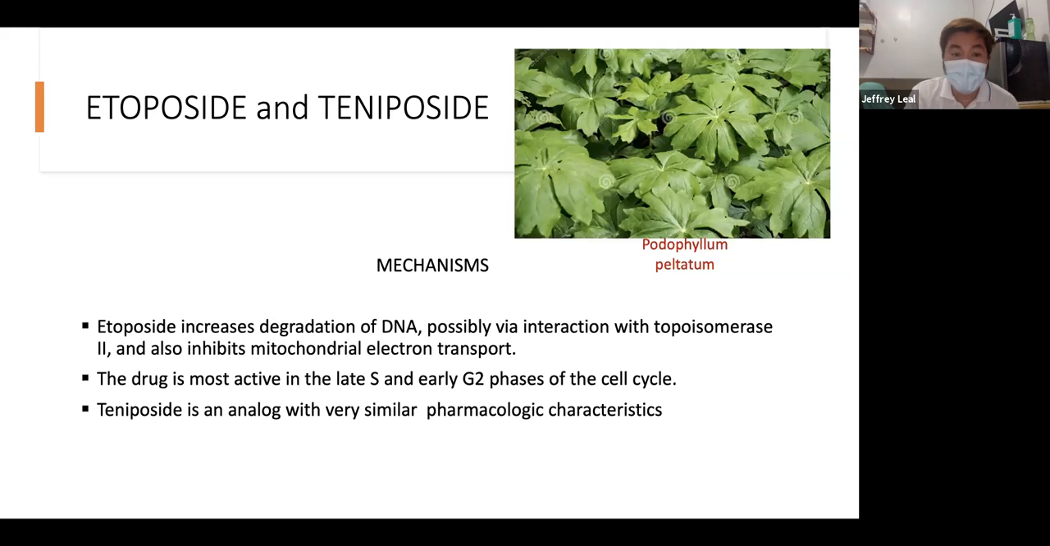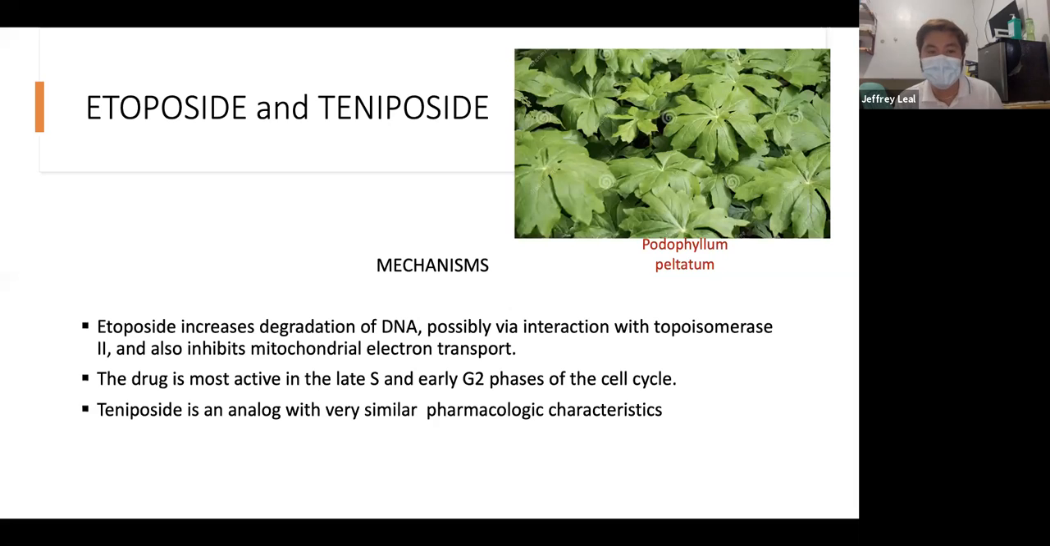We have also etoposide and teniposide, which are derived from the plant Podophyllum peltatum. Etoposide increases the degradation of DNA, possibly via interaction with topoisomerase II, and also inhibits mitochondrial electron transport. And this drug is most active in the late synthesis phase and the early G2 phase of the cell cycle.